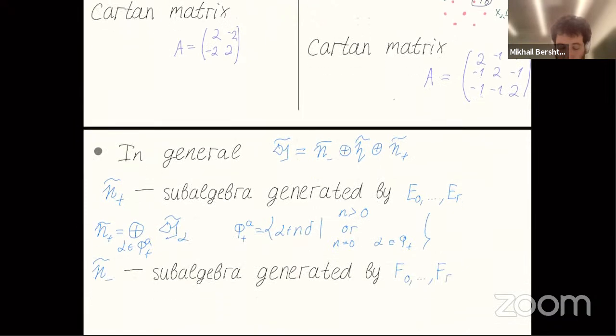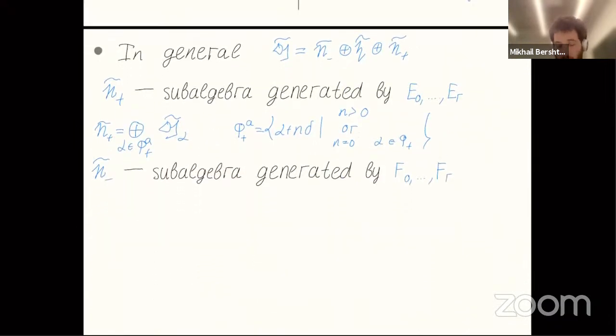And in general, the algebra, as any Kac-Moody algebra, has a triangular decomposition: N minus part, Cartan part, and N plus part. N plus is the subalgebra generated by E0 through ER, and N minus is the subalgebra generated by F0 through FR.